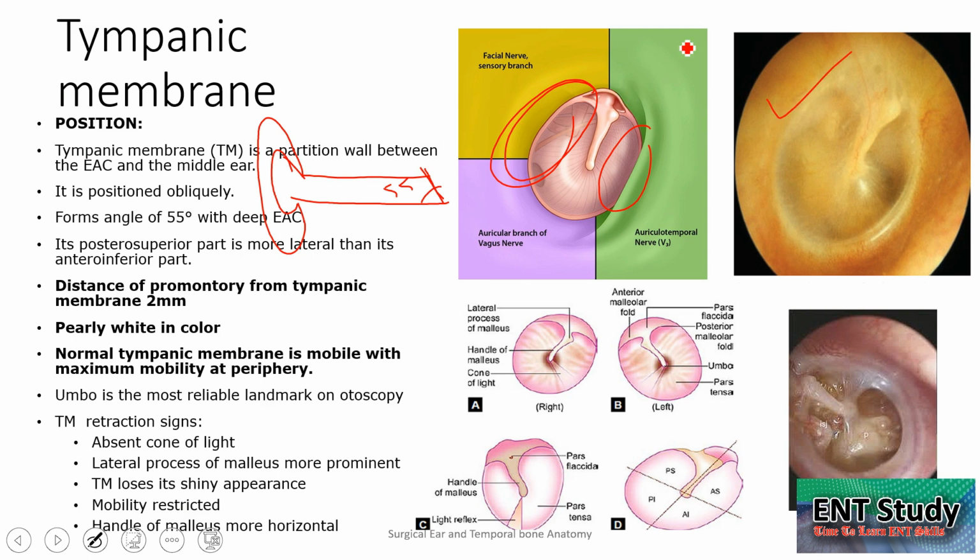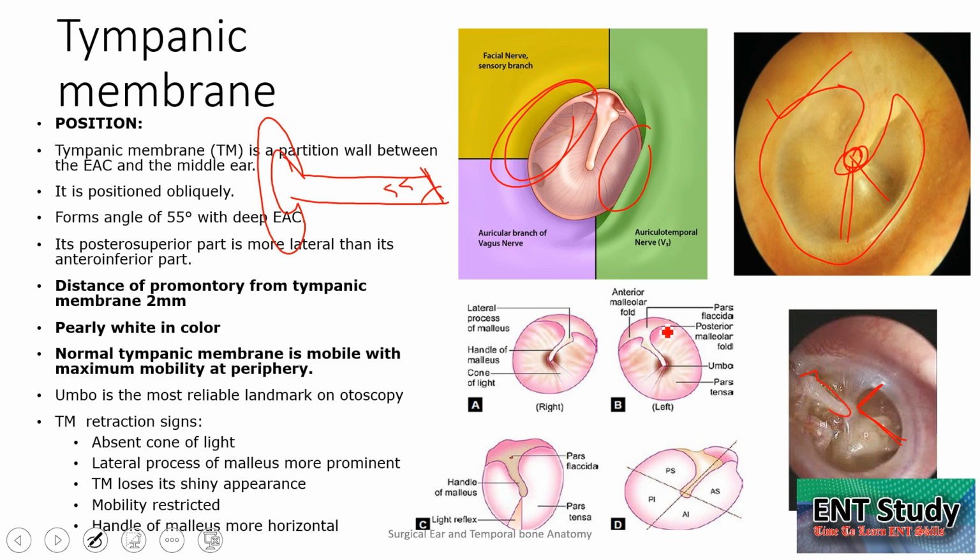It is pearly white in color, and the normal tympanic membrane is mobile with maximum mobility at its periphery. The umbo is the most reliable landmark, and when the TM, tympanic membrane, is retracted, we come across a few signs. The first one of which is the absence of the cone of light. This is the normal cone of light, and the picture of the retracted tympanic membrane does not have that. The lateral process of the malleus is more prominent.